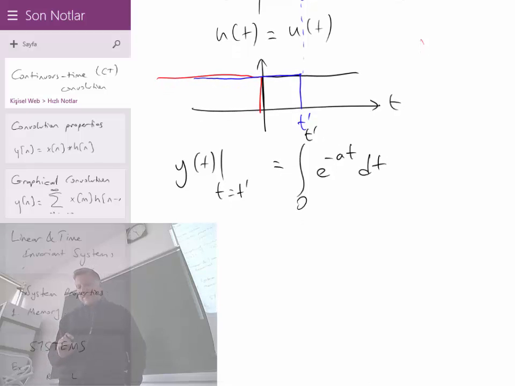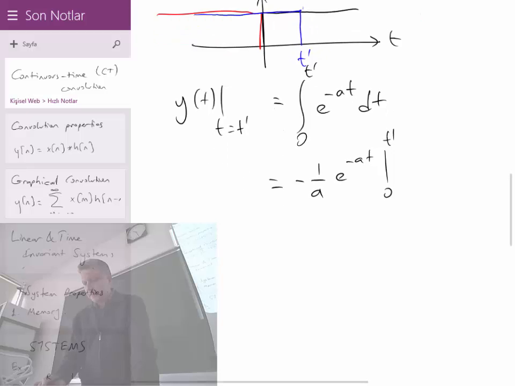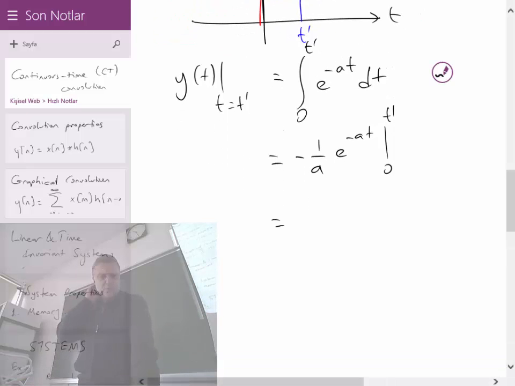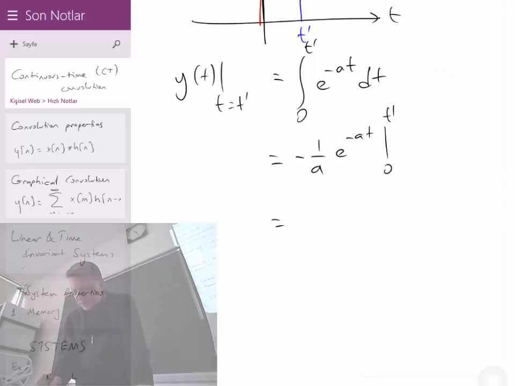This is the integral that you must evaluate to find the convolution result. And what is that integration? It's equal to minus 1 over a times e to the minus a t from 0 to t prime, and that would be equal to, let me write the exact solution, 1 over a in parentheses 1 minus e to the minus a t prime.